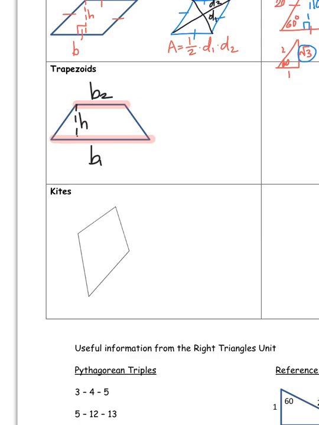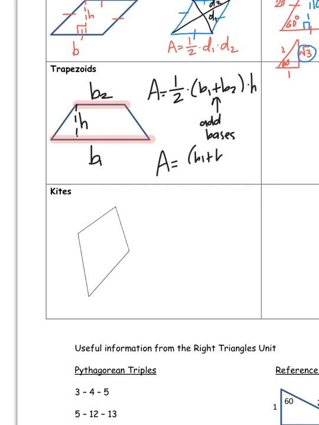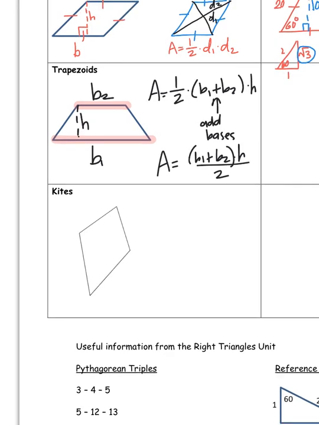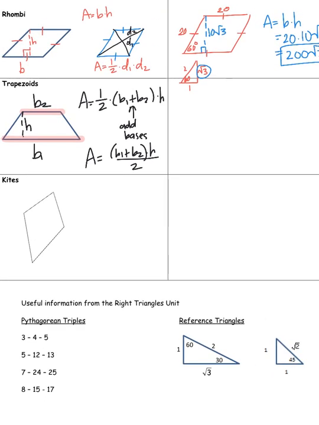So the area formula for a trapezoid is 1/2 times, in parentheses, base 1 plus base 2, because you have to add the bases first, and then multiply that by the height. Another way you might see that written is: area equals base 1 plus base 2 times height divided by 2.